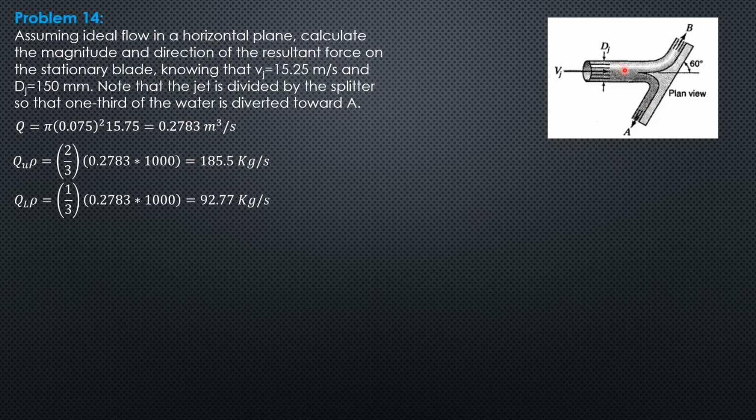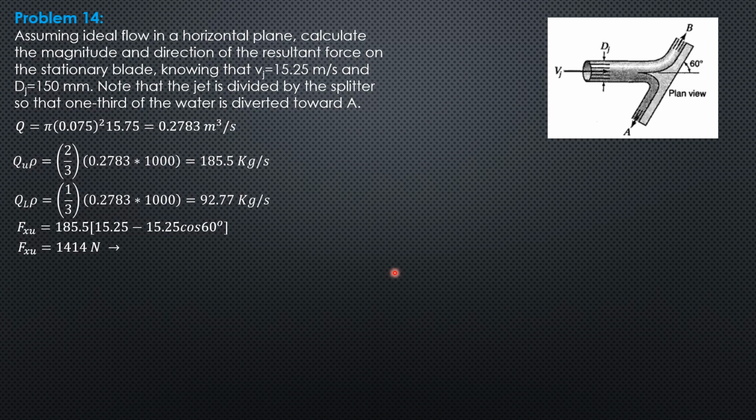So let's divide the problem into two parts. Let's compute for Fx upper and Fy upper, and Fx lower and Fy lower. So Fx upper is 185.5 times the quantity velocity V1x, which is 15.25, minus V2x, which is 15.25 because the flow is ideal, times cosine of 60. That's the x component of velocity at point 2, which is here. So therefore Fx upper is 1414 newtons, and that's rightward.